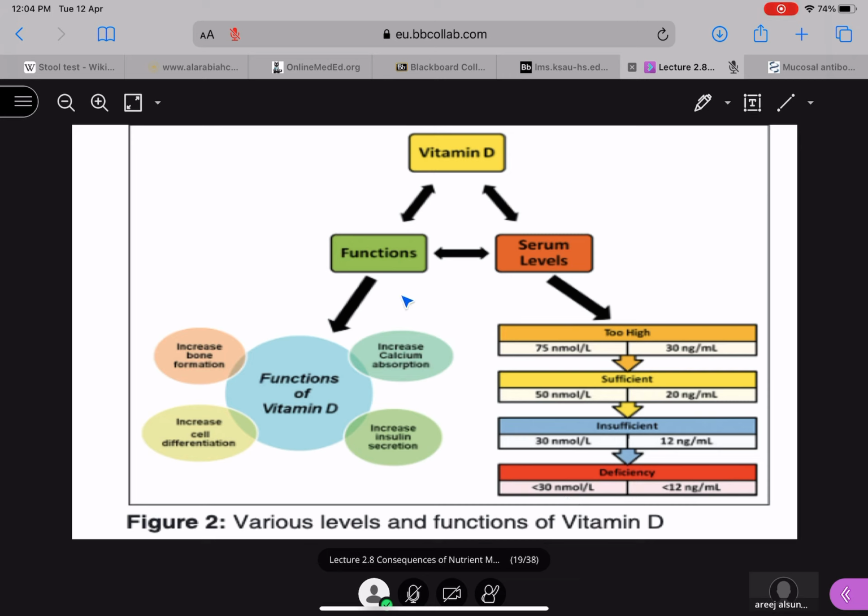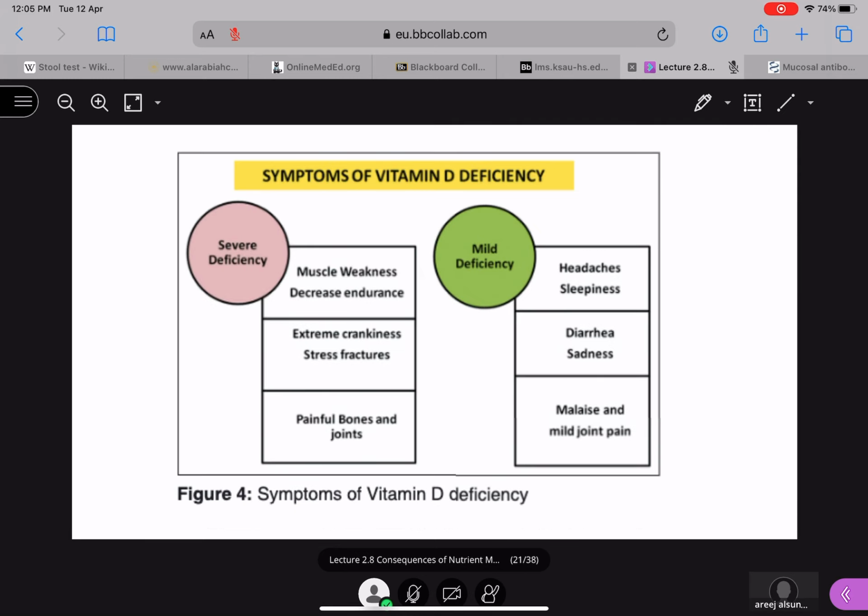What is the function of vitamin D? As we said earlier, the most important function is increased bone mineralization or bone formation. It has some other roles, like increasing cell differentiation, increasing insulin secretion, and increasing calcium absorption.